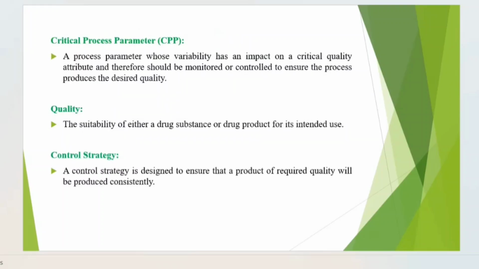Then critical process parameter. A process parameter whose variability has an impact on the critical quality attribute and therefore should be monitored or controlled to ensure the process produces the desired quality. So can anyone tell me an example of critical process parameters for any dosage form?